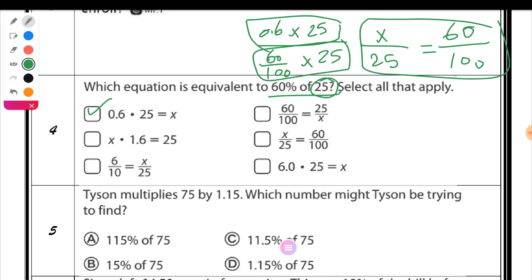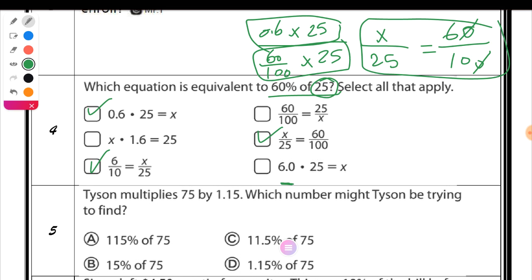Second one is wrong. Third, I can write it as 60 over 100, so I can take 0 from here, 0. So it will be 6 over 10 equals x over 25. Yes, it's right. Again, 60 over 100 equals 25 over x is wrong. X over 25 is right. Yes, number 4 is right too. So the last one is right too? No, the last one is not right, because this 6 should be 0.6. So that's all. These are the 3 right parts.